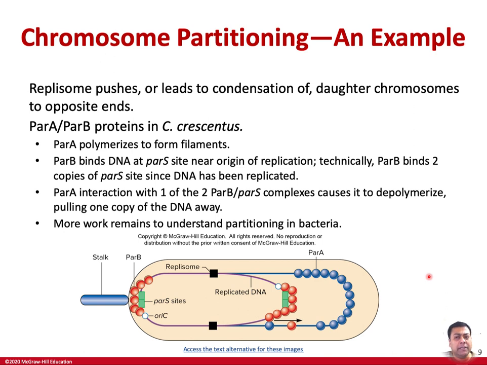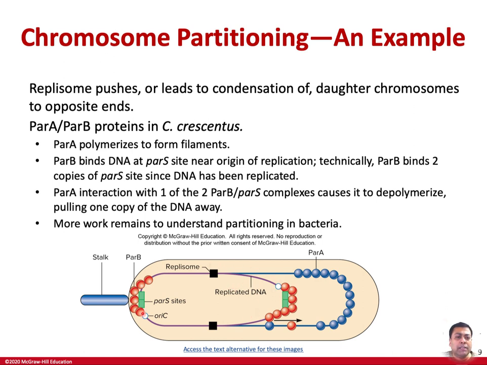This has not been fully elucidated, but studies of Caulobacter crescentus have provided the most complete understanding of this partitioning process. ParA and ParB are the key players, and they work together to initiate this partitioning. ParA is able to polymerize to form filaments, and ParB is a DNA binding protein that binds a site on the chromosome called parS, shown in green. Now ParB binds each parS site on the two daughter chromosomes.